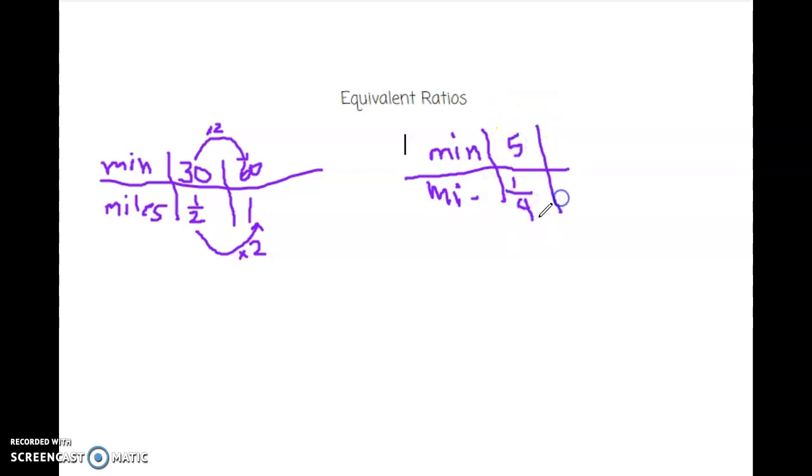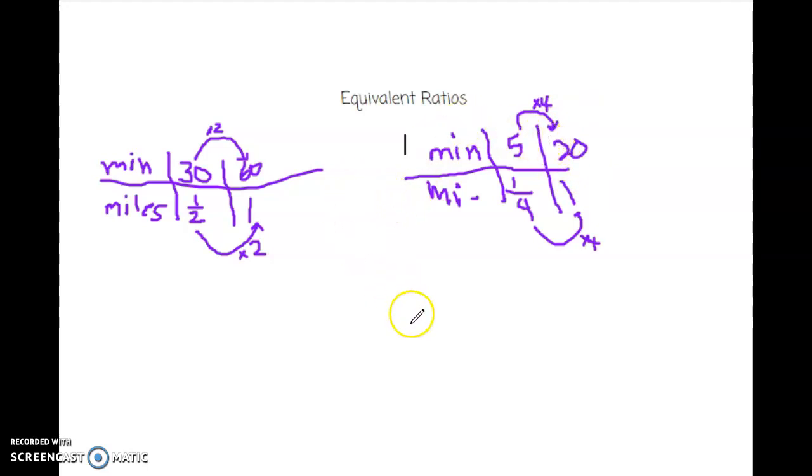And then what do we have to multiply 1/4 by to get 1? 1/4 times 4, because 4/4 equals 1. What you do to the bottom, you do to the top. So 5 times 4, which would be 20. So it took him 20 minutes to walk 1 mile.